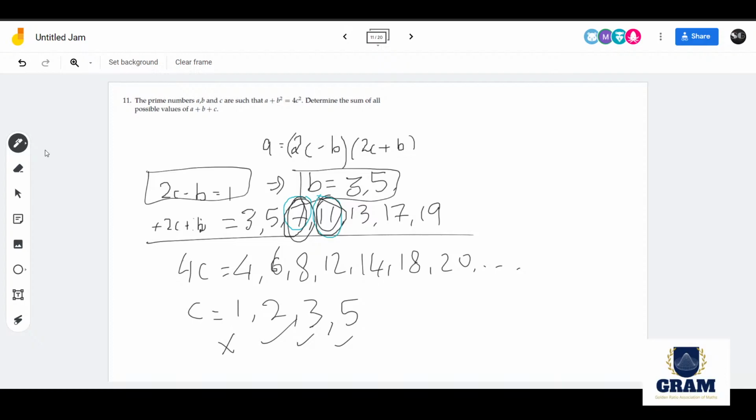Yeah, if you could solve other problems. That is all I have for this problem.